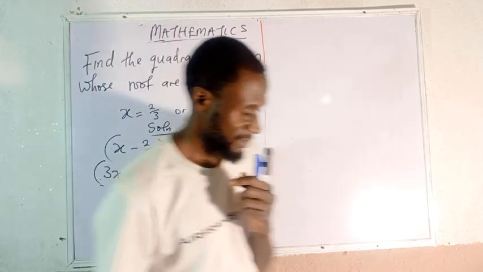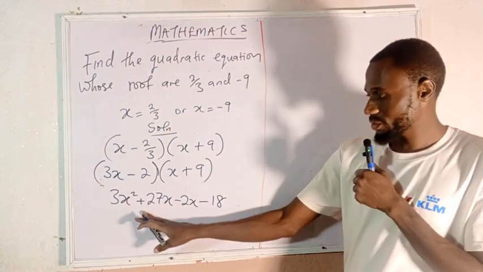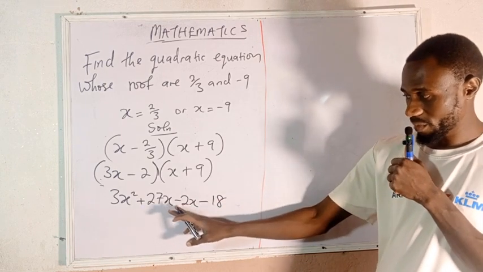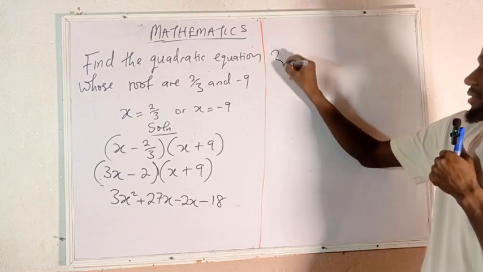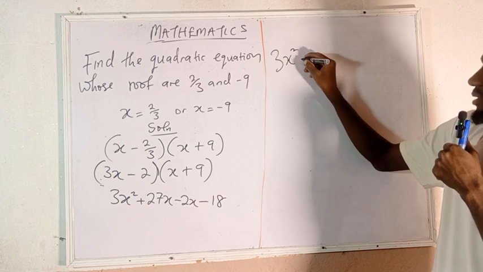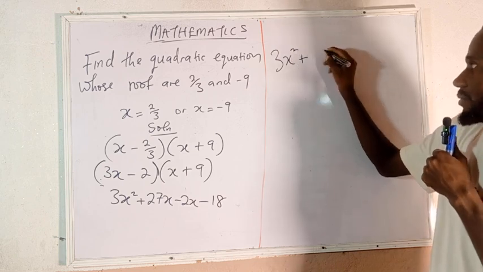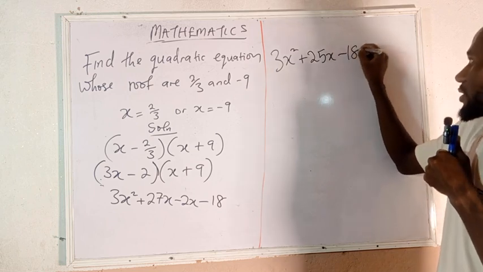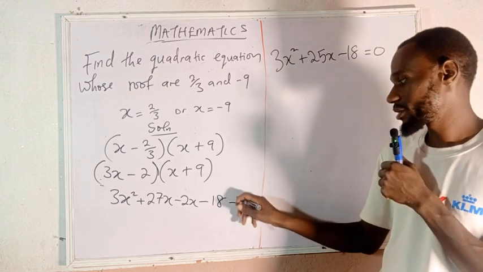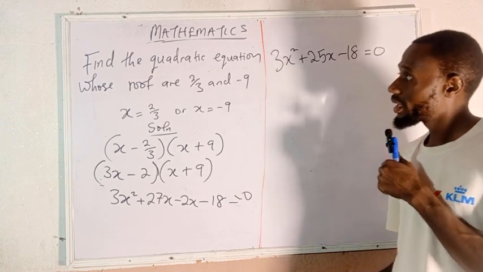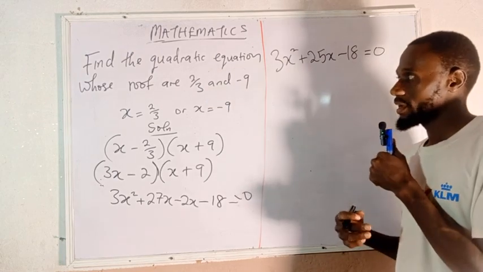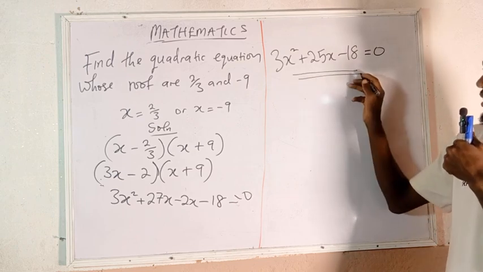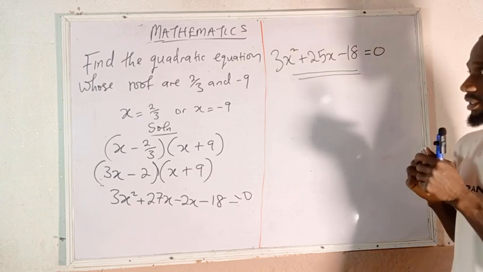Let's collect the like terms from the middle number. Since we have 27x minus 2x, here we have 3x squared plus 25x minus 18 is equals to 0. We can make the equation equals to 0 since we have the two values of x in the root of the equation. Now that's the root of the quadratic equation given.